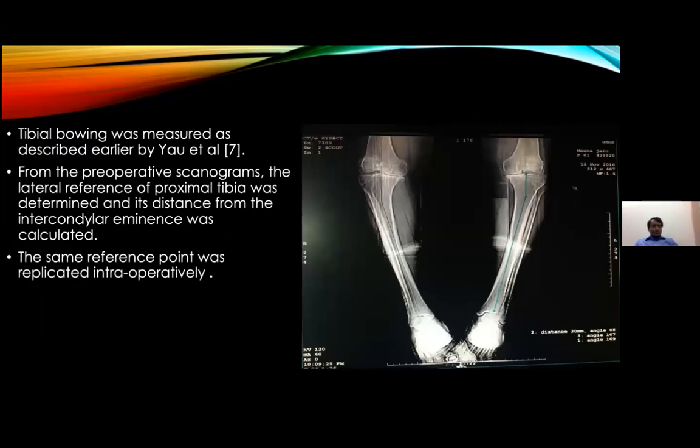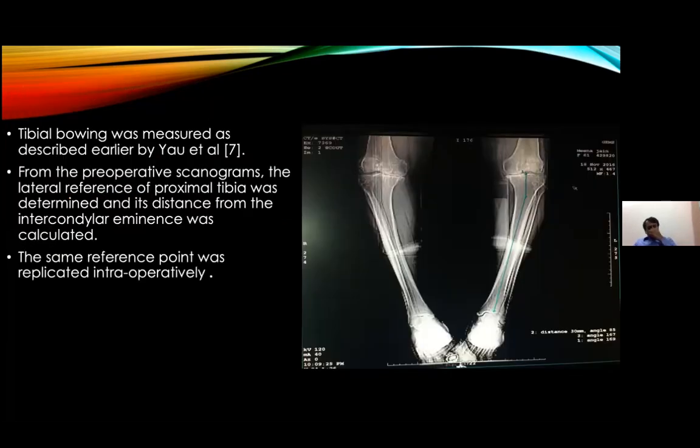Here is a picture showing it. In that case, we draw a line along the medullary axis. So you can see this is the medullary canal axis. And you draw a line from the center of the intercondylar eminence, a perpendicular line from the center of the tibia distally. Then join these two lines.